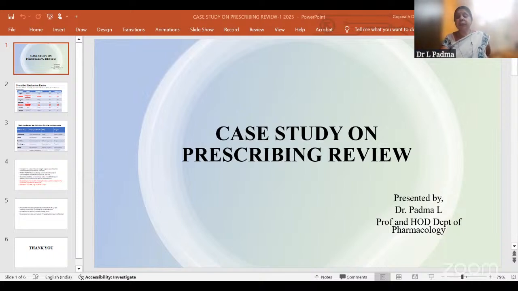NMDA receptor antagonist felbamate, which is mainly used in Lennox-Gastaut syndrome, has got the risk of aplastic anemia, and more than hepatotoxicity, we are more bothered about aplastic anemia. So you have to be very careful about this.